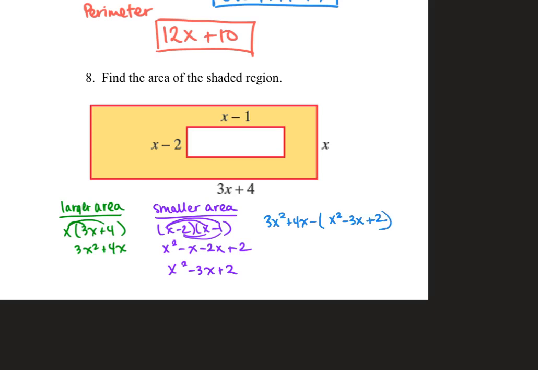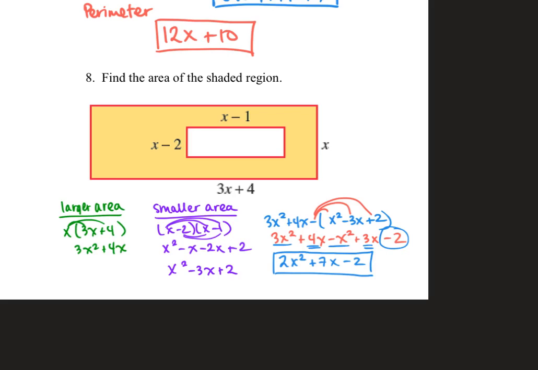So in order to subtract, we're first going to distribute that negative to the second parentheses. So we get 3x squared plus 4x, and then minus x squared plus 3x minus 2. So remember, the signs just switch. And now we can just combine like terms. So starting with my x squared terms, 3x squared and negative x squared is 2x squared. And then I have 4x and 3x, so plus 7x. And lastly, I have my constant term, which is negative 2. So here's the area of the shaded region.